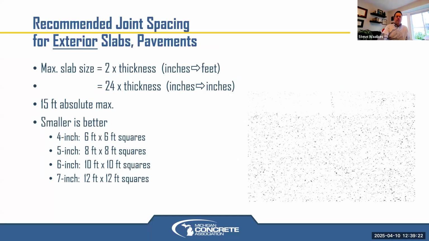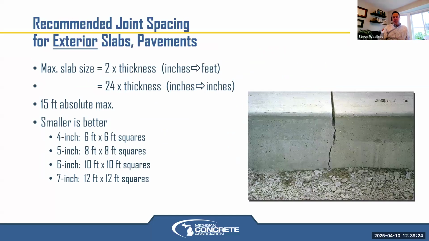Good question. Getting into those maximum joint spacings like we talked about, in general, we recommend 2 times the thickness when going from inches to feet. So on a 4-inch sidewalk, your max is 8x8 slabs. It's best to be smaller. That's why with 4-inch sidewalks, if they're 5-foot regular sidewalks, we usually go 5-foot by 5-foot squares, which typically works great.